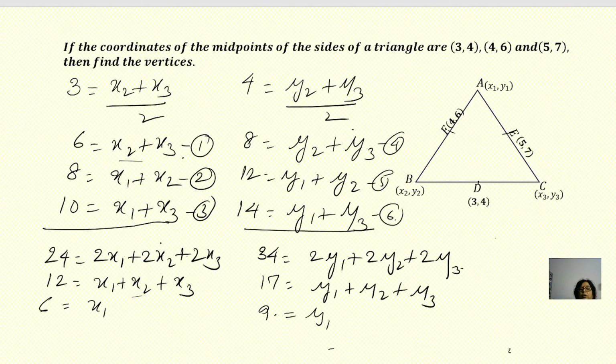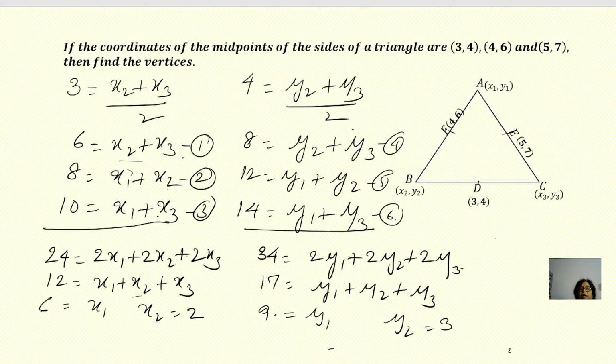Now let us move on to the second equation. x1 plus x2 is 8. We get the value of x1 as 6. So x2 will be equal to 8 minus 6, that is 2. Similarly, y2 will be equal to 12 minus 9, that is 3.